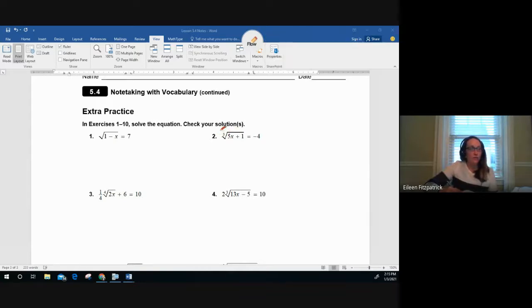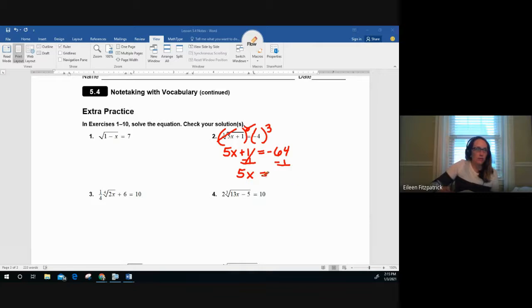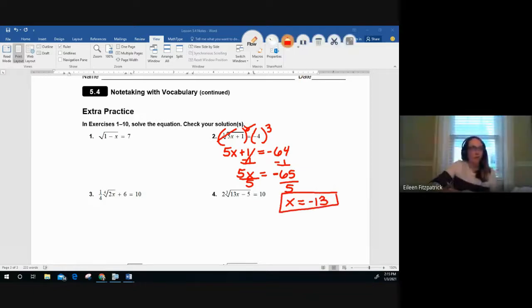All right, so the radical's already isolated. I'm going to cube both sides to start to get rid of that cube root. So I'm left with 5x plus 1 is equal to negative 64. I'm going to subtract 1 from both sides. It's a linear equation, so it's nice and easy to solve. So I have 5x is equal to negative 65. Divide both sides by 5, and you're left with x is equal to negative 13. Do a quick check to make sure it works, which it does.